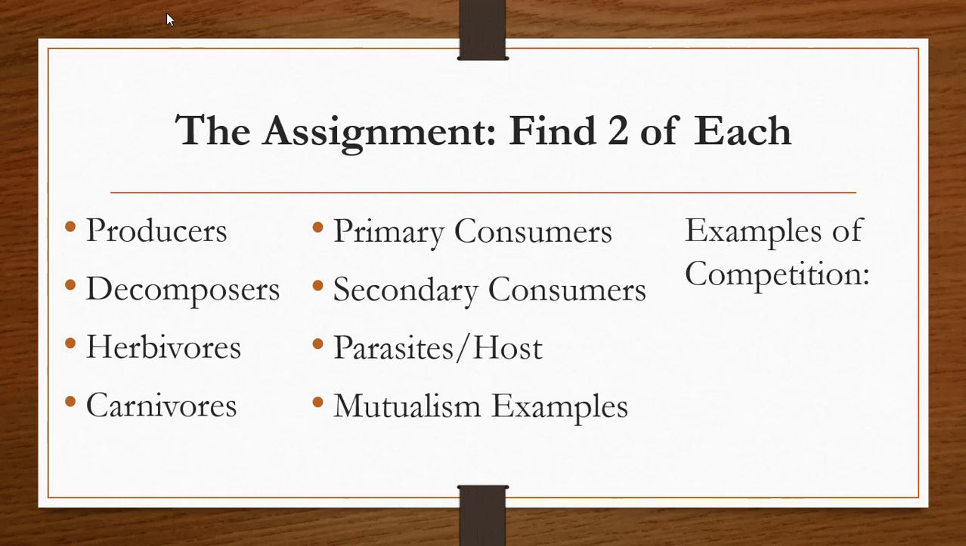And then I will want examples of competition. You need to give me two examples of organisms competing for a biotic resource and two examples of organisms competing for abiotic resources. Now, when you're finding these things, you cannot double up. So you cannot use the same carnivore under carnivore and then also list it under secondary consumer. You're going to have to have different organisms that are carnivores and different organisms that are secondary consumers. Even though technically they do overlap, I will want you to have different ones.